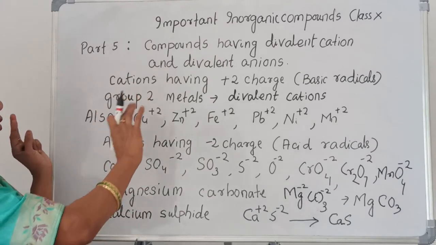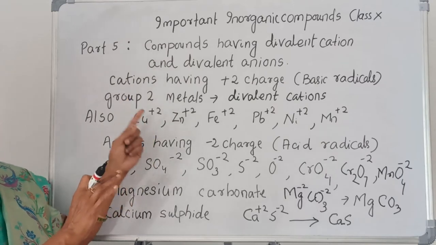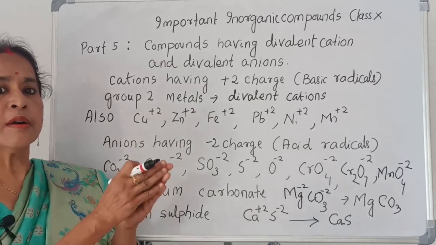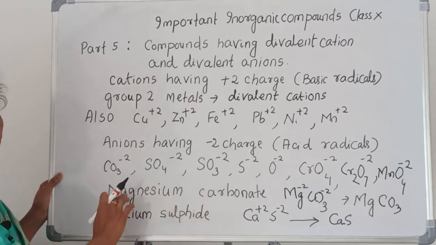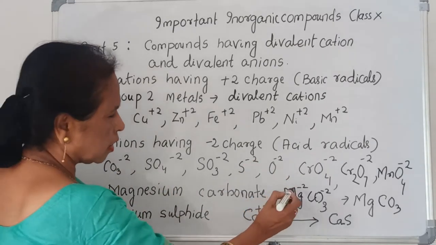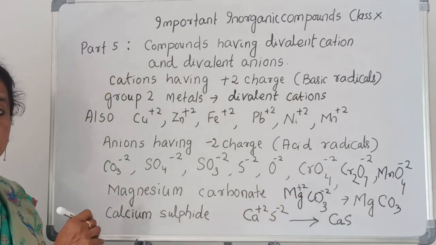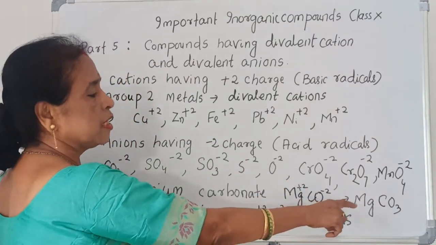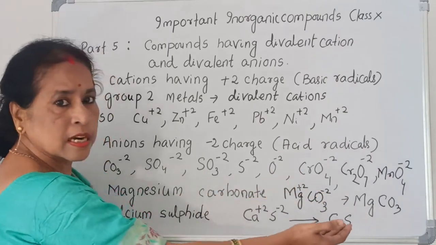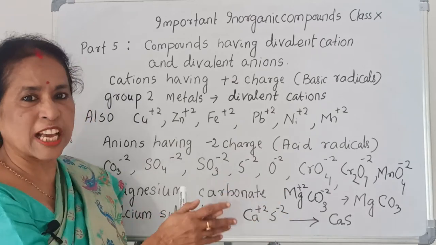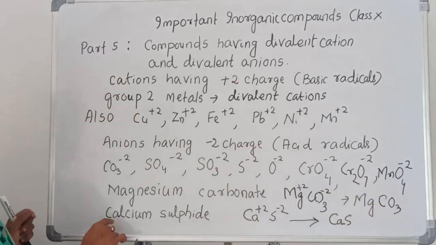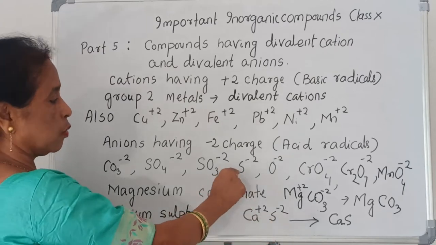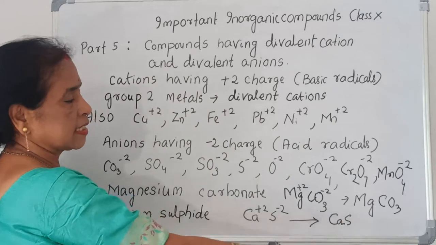So for compounds having divalent cation and divalent anion, the basic radical should contain plus 2 charge and the acid radical should contain minus 2 charge. See here, magnesium carbonate: Mg plus 2, because Mg belongs to the second group of the periodic table. So Mg has plus 2 charge, CO3 has minus 2 charge, and it gives MgCO3, because the 2 and 2 cancel each other. What is the formula? MgCO3. Calcium sulfide: calcium also belongs to the second group, having plus 2 charge. Then S minus 2, sulfide, cancel each other. CaS.